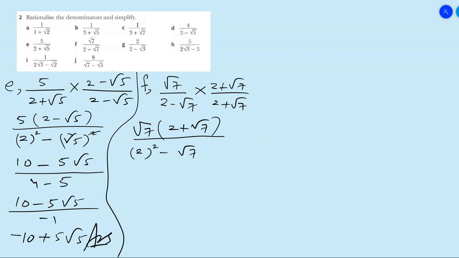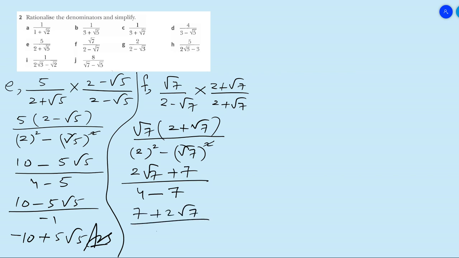minus root 7 square. Root 7 into 2 is 2 root 7. Root 7 into root 7 is 7, upon 2 square is 4. Square and root cancel, 7. So 7 plus 2 root 7 upon 4 minus 7 is minus 3. Now this is part F.